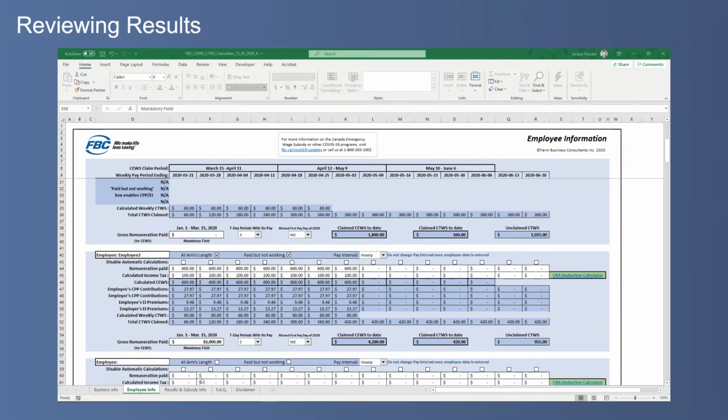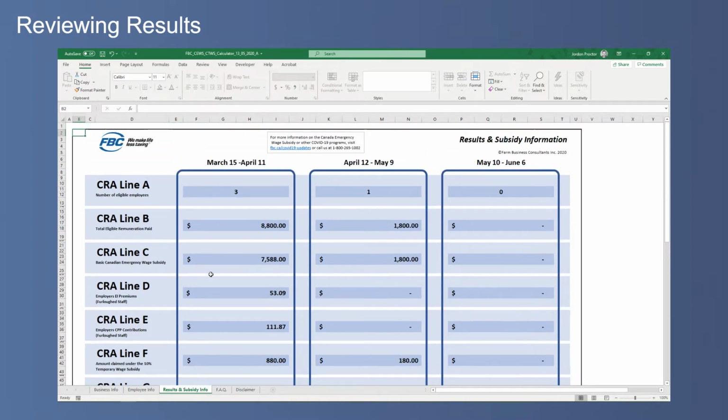We'll go ahead and hit results and subsidy info at the bottom. And now we're on the results and subsidy information page. This has been laid out so that it's in line with the CRA application that you'll be filling out to qualify. On the left, we see CRA lines A through H, and that's precisely what you would see on the CRA calculator. We have everything divided up into the periods you have to apply for.